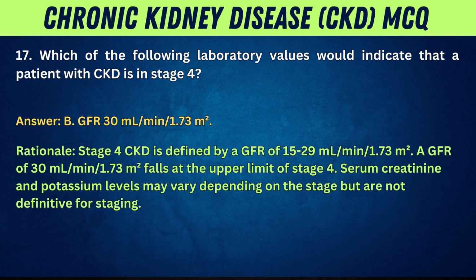ml/min/1.73 m². Rationale: Stage 4 CKD is defined by a GFR of 15 to 29 ml/min/1.73 m². A GFR of 30 ml/min/1.73 m² falls at the upper limit of stage 4. Serum creatinine and potassium levels may vary depending on the stage, but are not definitive for staging.